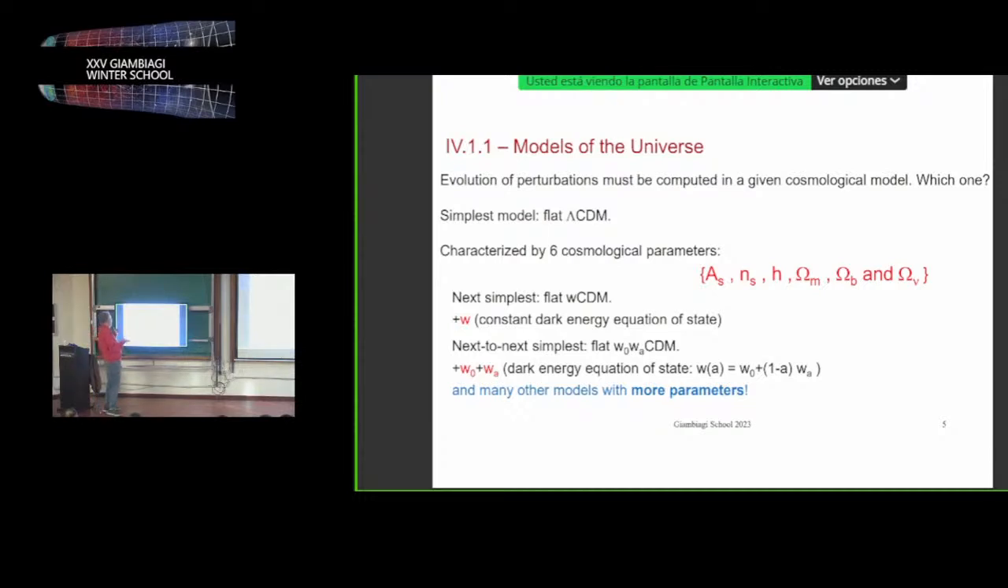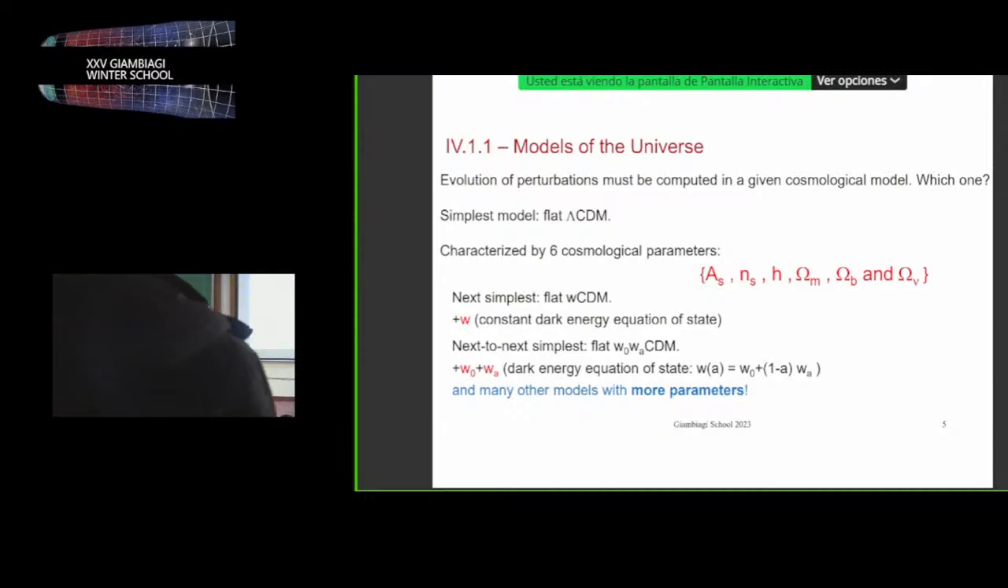But we are testing. That's what we have to do. So what is the next to next simplest model? The next to next simplest model is to assume an equation of state that varies with time. How does it vary with time? We don't know, but again, in this next to next simplest model, there is a parametrization of the variation of the equation of state with time.